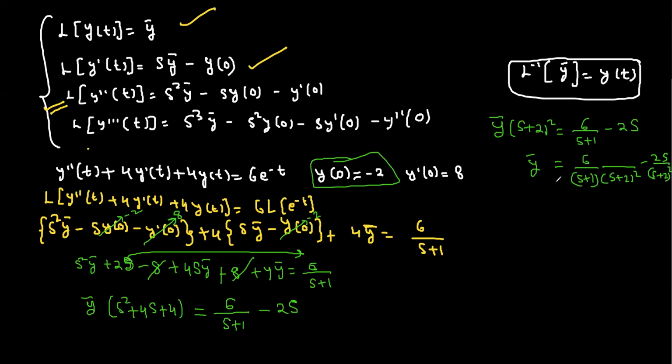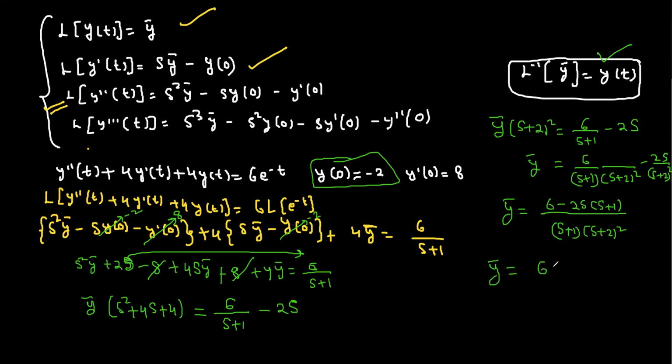When you simplify this, you will get y bar is equal to 1 upon s plus 1, s plus 2 whole square. I am taking LCM. Here you will get 6 minus 2s, s plus 1. Your main purpose is to find y, not y bar. How will you find y? You will find y by taking inverse on both sides.